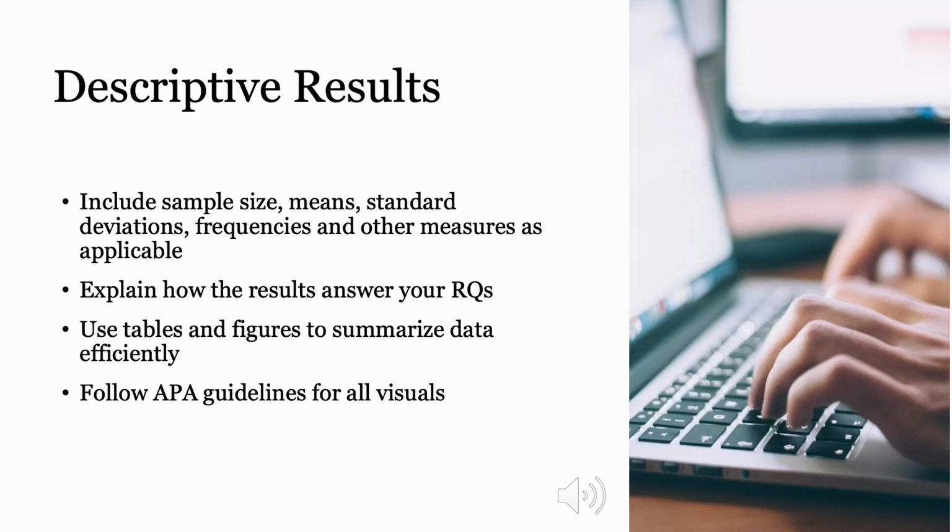All quantitative studies will have descriptive results or descriptive statistics. This includes presenting results such as means, standard deviation, frequencies, or other descriptives. For each descriptive result, also include the sample size. If your study is fully descriptive, explain how these results answer each research question. Tables and figures are often used to summarize these results efficiently and all visuals must follow APA guidelines.